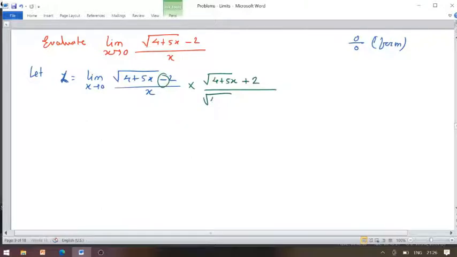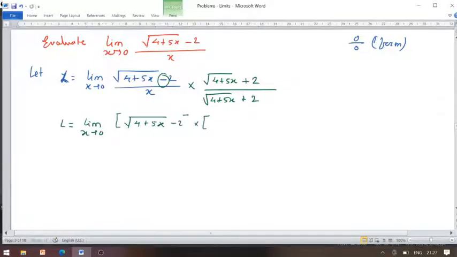Hence we have the rationalizing factor of the numerator. Now we have to multiply and divide by it. As per the rule of multiplication, numerators multiply with numerators, so we have root of (4 + 5x) minus 2 into root of (4 + 5x) plus 2, whole divided by denominators multiplied over denominator, x into root of (4 + 5x) plus 2.